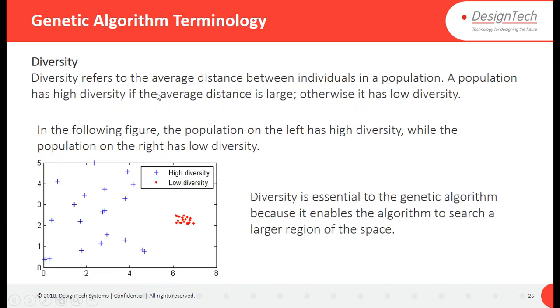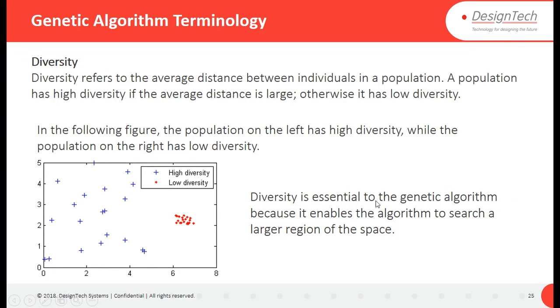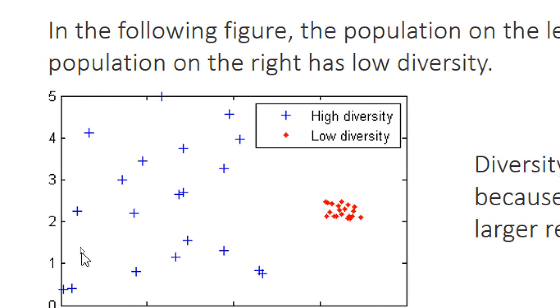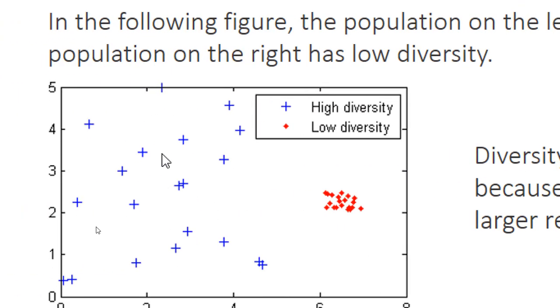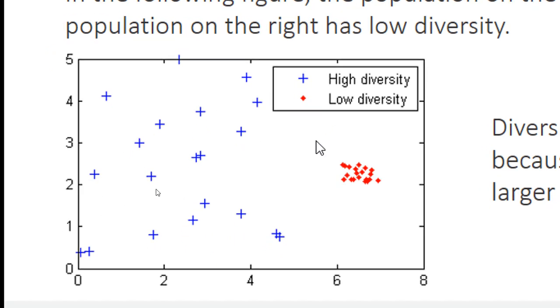And there is one more terminology that is called diversity. In this case, the blue points which you see are more diversified, and this is less diversified. Diversity is essential to the genetic algorithm because it enables the algorithm to search a larger region of the space. If my population is diversified, it will search more basins, right? The area covered by these points will be larger than with these.